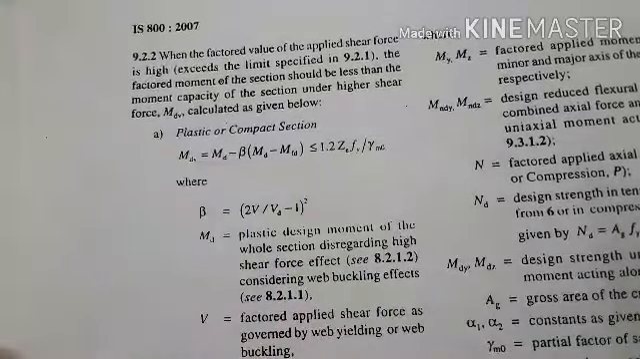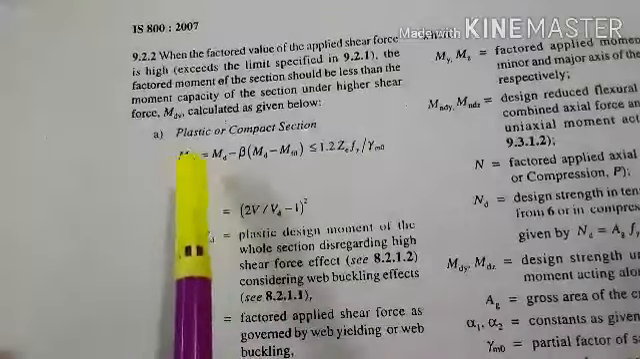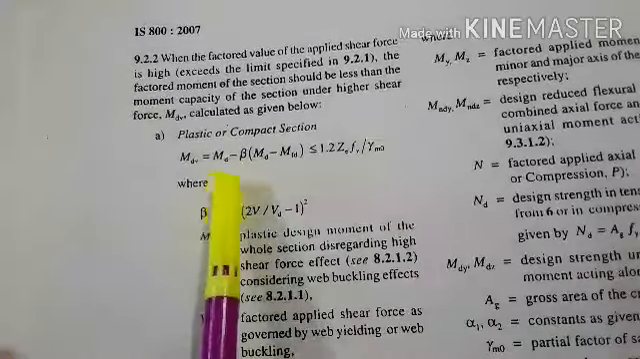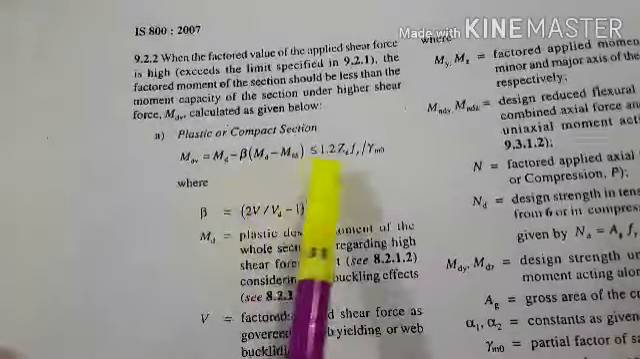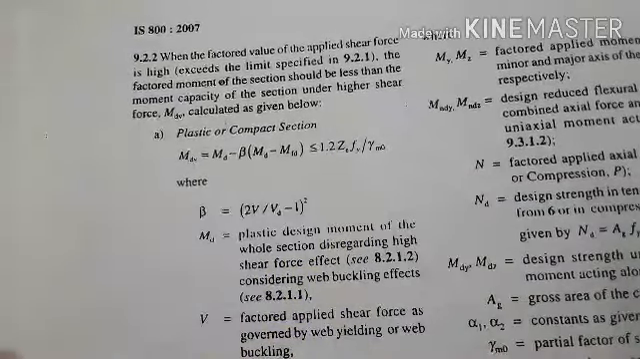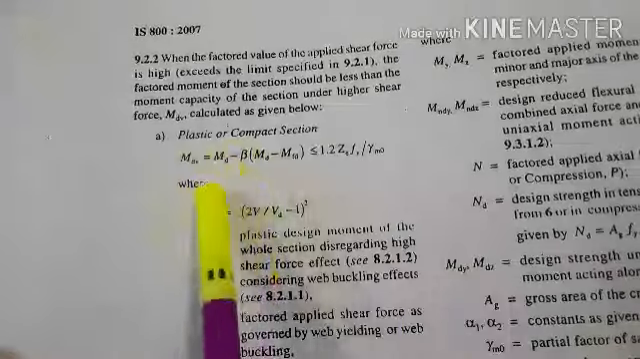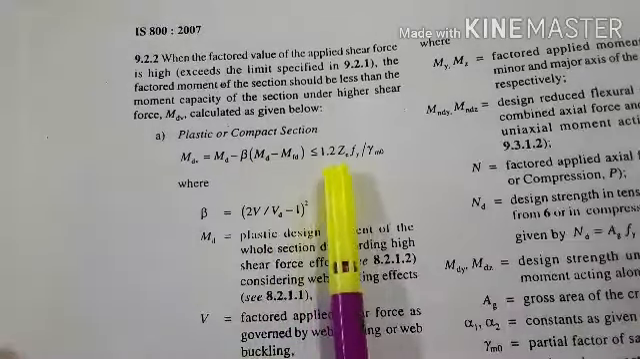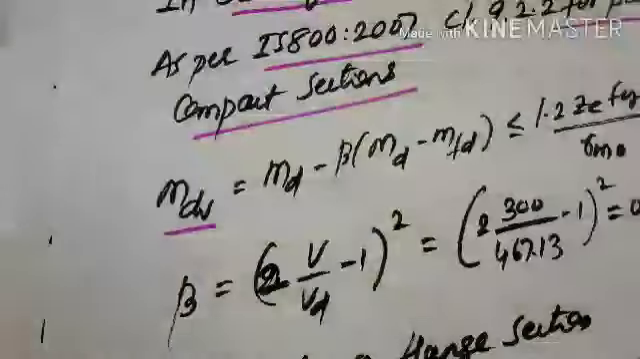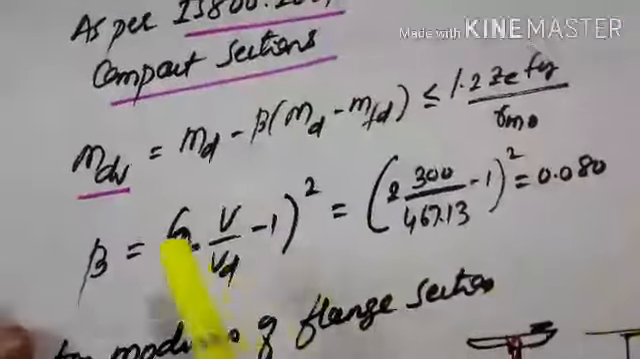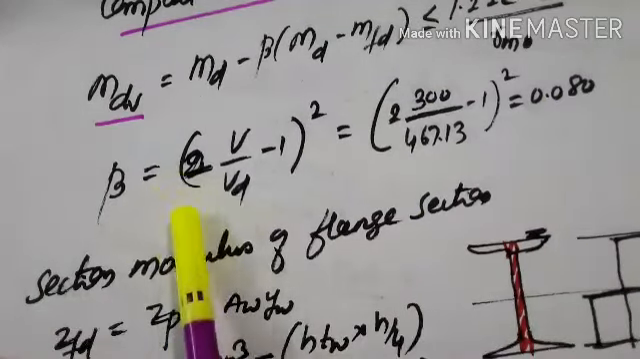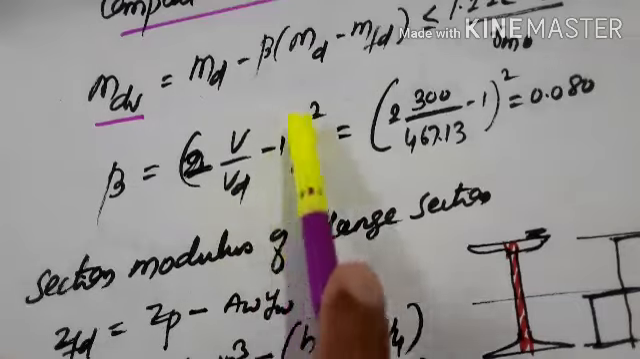So refer to page number 70 if it is the case of high shear. Then how to calculate Md, beta or Mfd is all given on this page number 70 of IS 800:2007, and this Mdv value should be less than or equal to 1.2 times Ze into fy by gamma m0. Okay, so here I calculated that one. So Mdv, this is the formula I have used, and the beta value is to be calculated, that is beta is (2 times V by Vd minus 1) whole square.